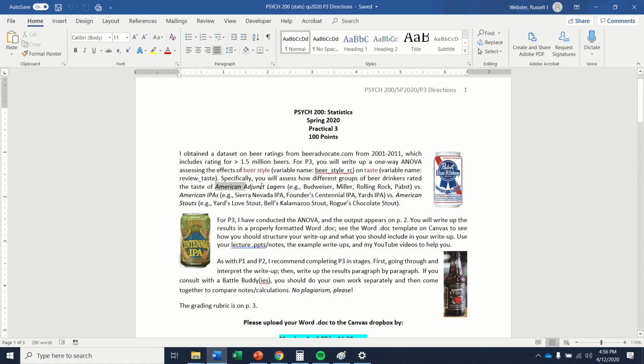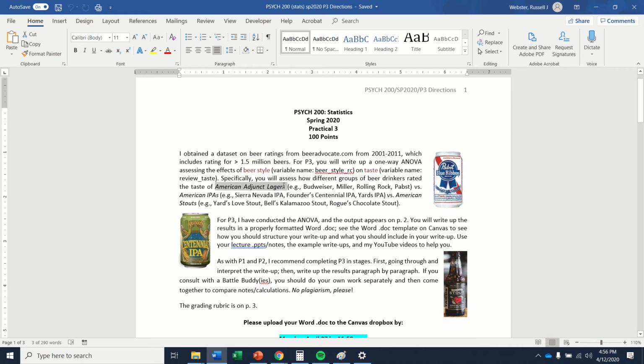So comparing American adjunct lagers to American IPAs, so that includes things like Sierra Nevada, Founders Centennial, Yards, which is a local brewery IPA, and American stouts. Stouts are darker, usually very malty beers, sometimes chocolate flavored or coffee flavored or bourbon flavored. And so Yards has Love Stout, and then there's the Bell's Kalamazoo Stout from Michigan, Rogue's Chocolate Stout.